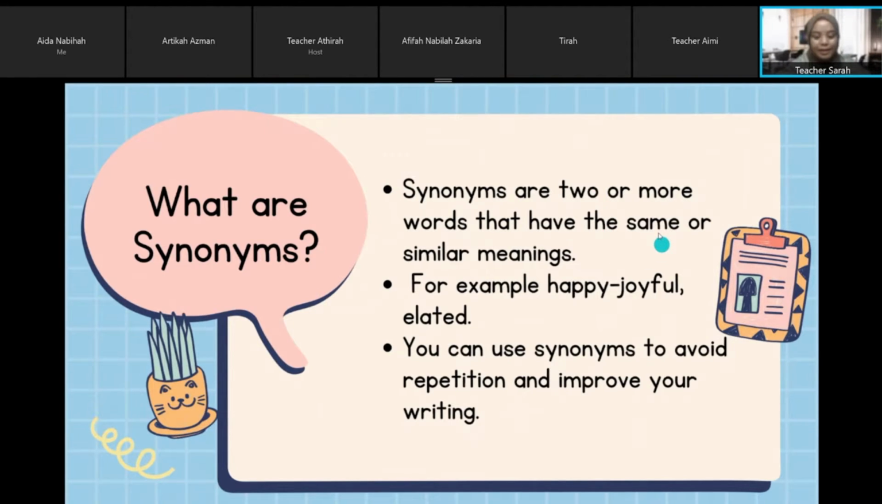So what are synonyms? Synonyms are two or more words that have the same or similar meanings. For example, the word happy: you can replace it with joyful or elated. You can use synonyms to avoid repetition in your writing and to improve your writing. Let's move to the next slide.